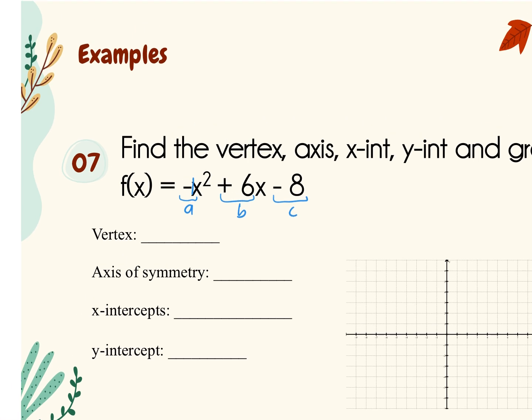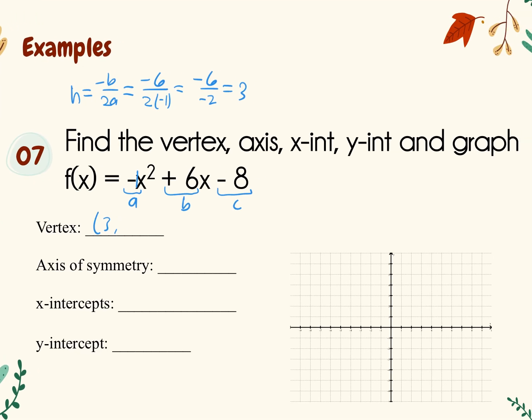Now, to find the vertex, again, we're going to use h equals negative b over 2a. And so we're just going to plug in, right? Negative 6 on top over 2 times negative 1 is going to get you negative 6 over negative 2, which is a positive 3. So that means the x coordinate of my vertex is 3. And then to find the k coordinate, you're going to plug that in to your function. So I'm going to find f of 3, right?